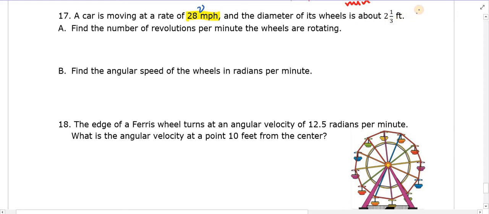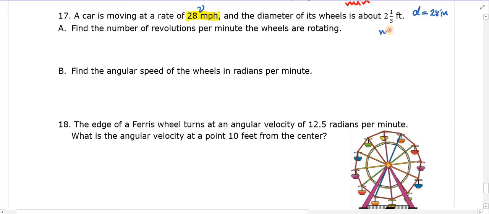So the diameter is going to be equal to 2 feet, which is 24 inches because 1 foot is 12 inches. And then 1/3 of a foot is basically 12 divided by 3, which is 4. So 24 plus 4 is 28 inches. What do we want to find? We want to find the number of revolutions per minute.